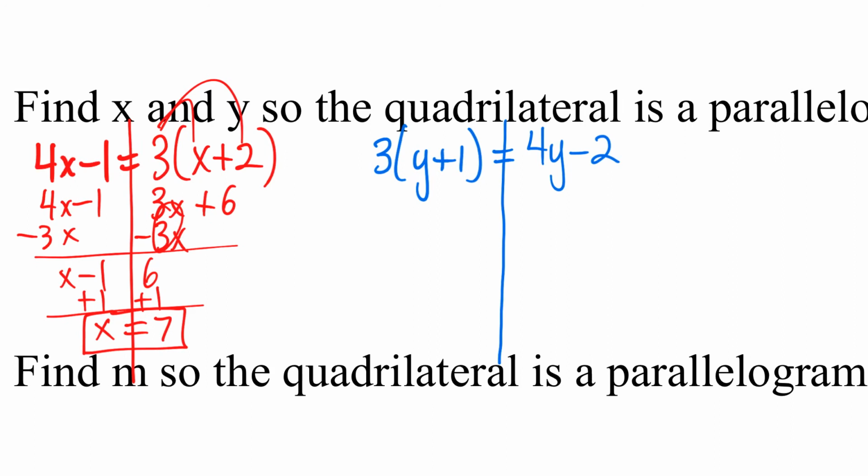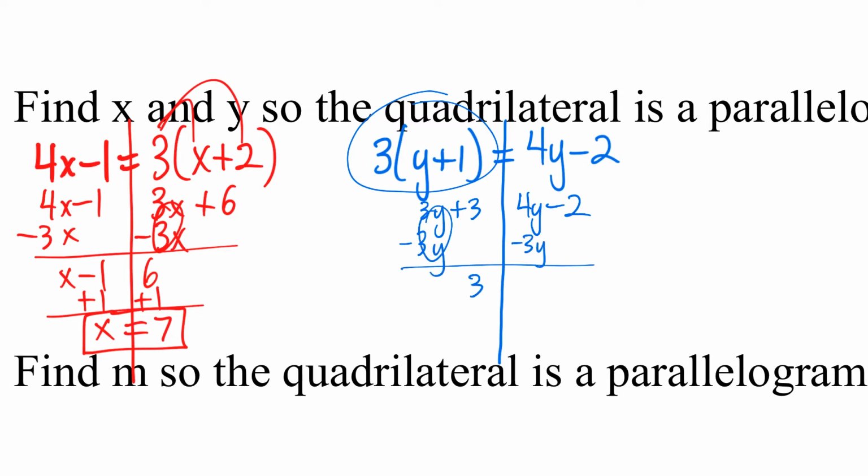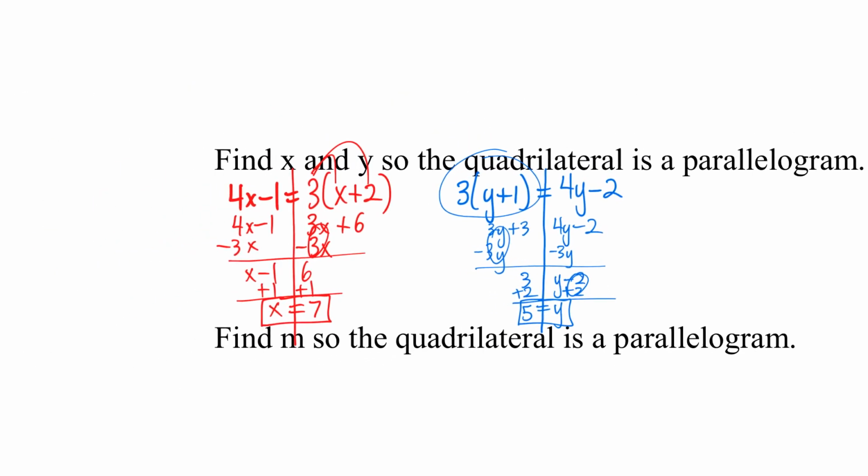So what do I have on the left-hand side there after I distribute? What's this going to be after I distribute? 3y plus 3. 3y plus 3 needs to equal 4y minus 2. Get the y's together, subtract 3y from both sides. This zeroes out. 3 equals y minus 2, add 2. And the y needs to equal 5.